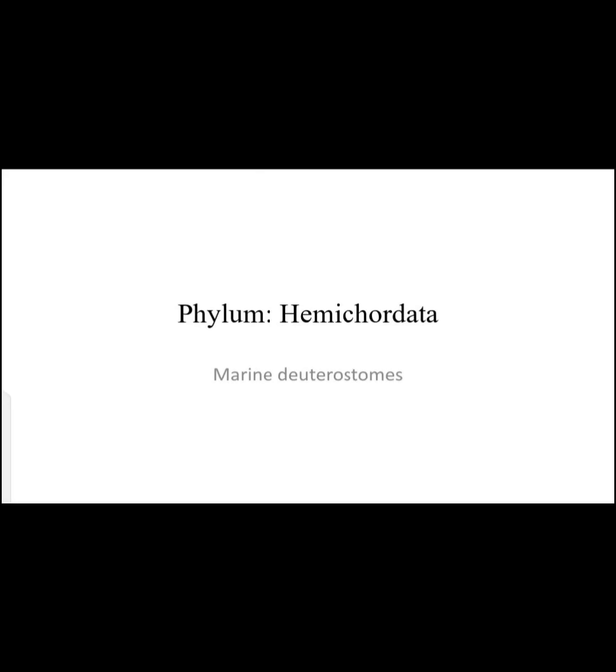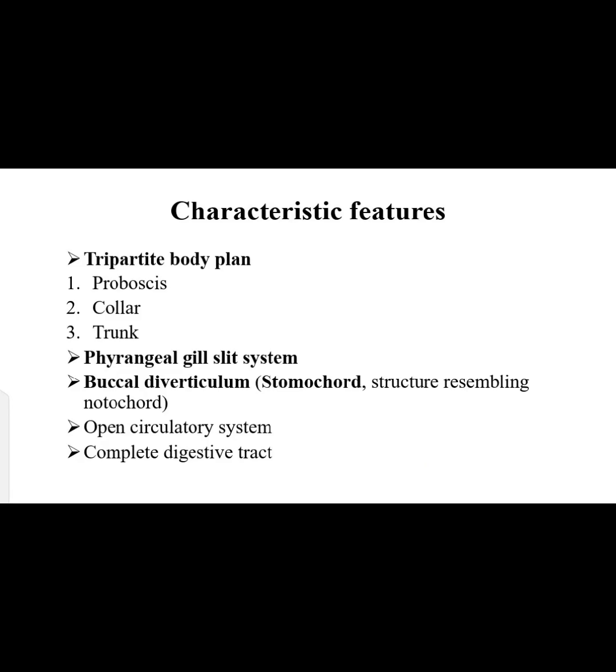Phylum Hemichordata. Hemichordates include enteropneusts. Characteristic features: Hemichordates have a tripartite body plan. It means that the body of these animals is divided into three regions: proboscis, collar, and trunk.